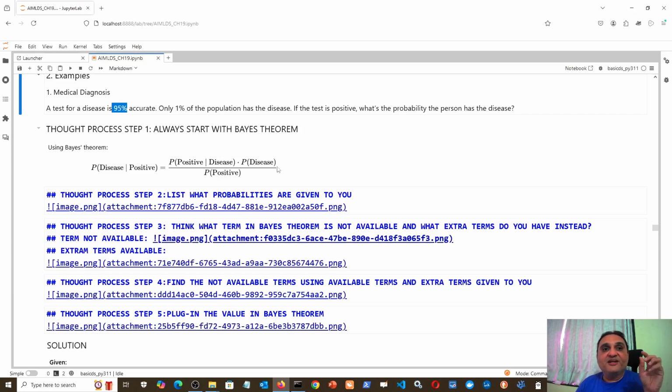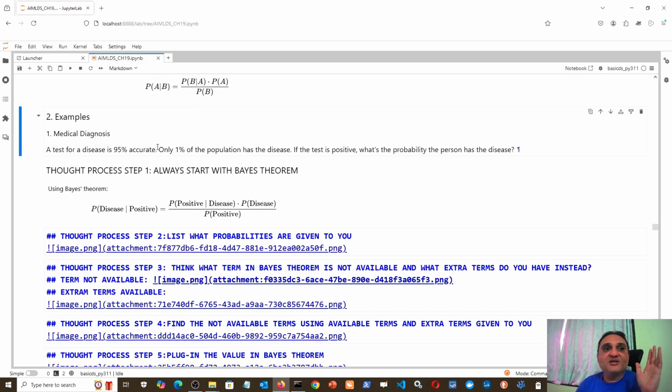Now this term, probability of disease, is an absolute simple probability. So isn't it this thing? 1% of the population has the disease, right? So that means the probability of having the disease is 1 out of 100.